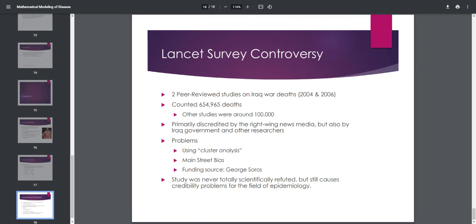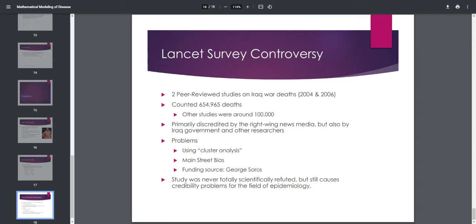And another one that generated some real problems was a Lancet survey controversy. And these were two peer-reviewed studies on the Iraq War deaths that took place in 2004 to 2006. They counted 654,965 deaths, whereas other studies placed the number of deaths from this war at around 100,000. Still absolutely horrible, but they came up with 6 times the number of deaths. Now, this was primarily discredited by right-wing news media, but also by the Iraqi government and other researchers in the area of epidemiology. So it had a couple problems.